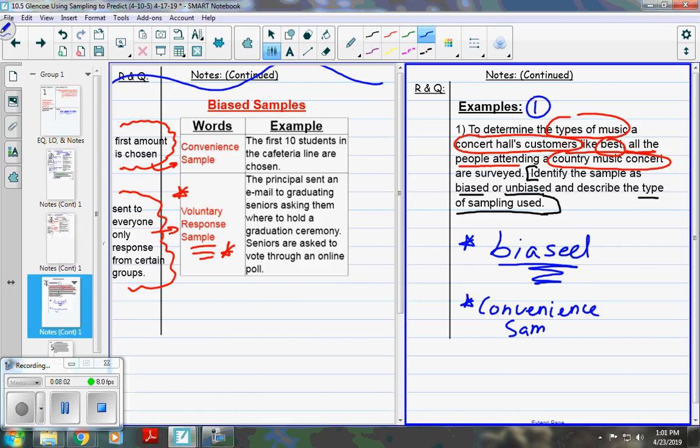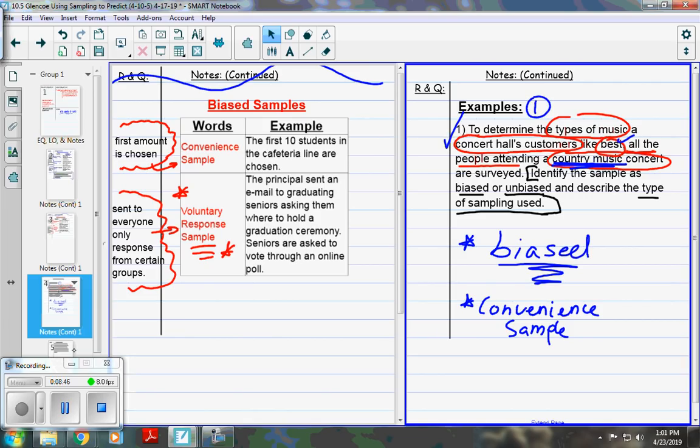Why this is a convenience sample is that we were trying to find out what concert hall customers like best, and this was only done at a country music concert. So think to yourself: if we did a survey for the best music possible only at a country music concert, what do you think the people will likely answer? If you said country, you're right, because that's the concert they're at. So clearly they like country. It may not be their best, but it is one of their preferences. So we would have this bias towards country in our survey results. Kind of makes sense? If not, write any questions you have in the margins. We'll keep moving forward though.